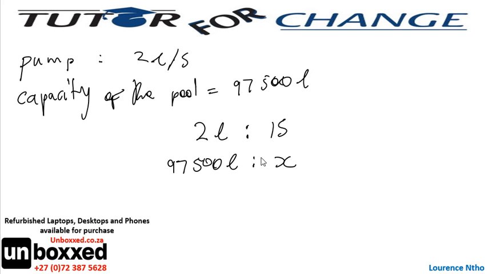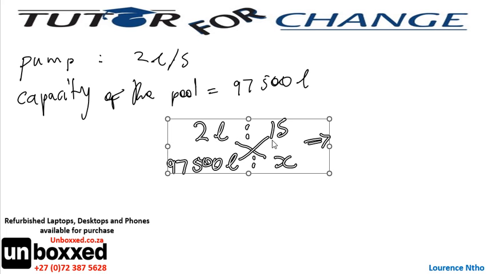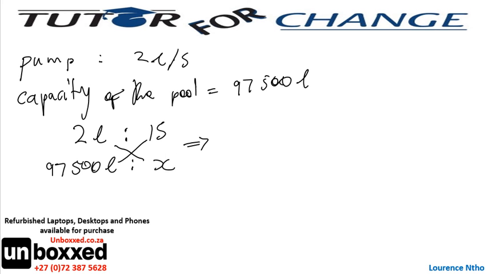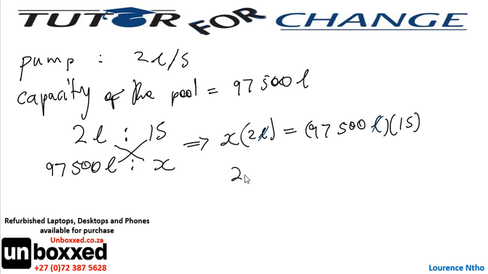Okay, so from here we cross multiply. The cross multiplying technique is very, very important. Now let's check what we're going to get. When we cross, x is crossed with 2 liters. Then we have 1 second. Let's start with the 97,500 liters is crossed with 1 second. Now the liters will cancel out, and the only unit that we are going to be working with will be seconds. Then we have 2 here. We have 2x.